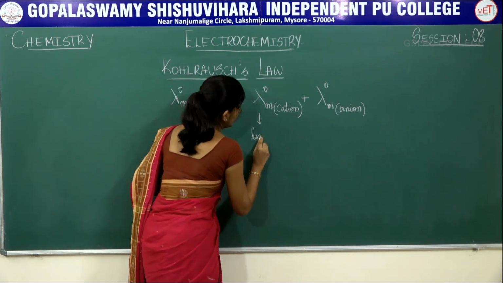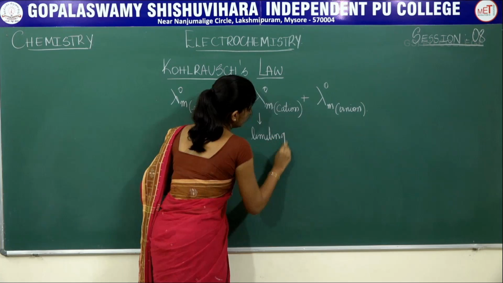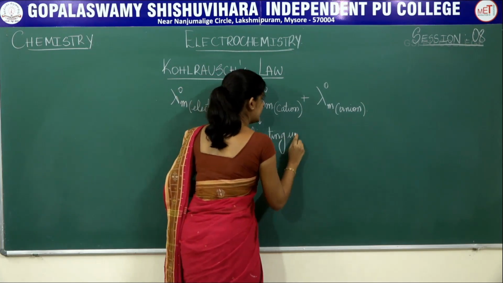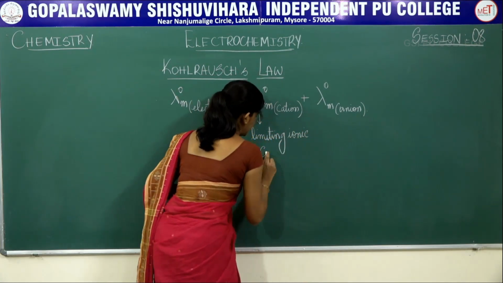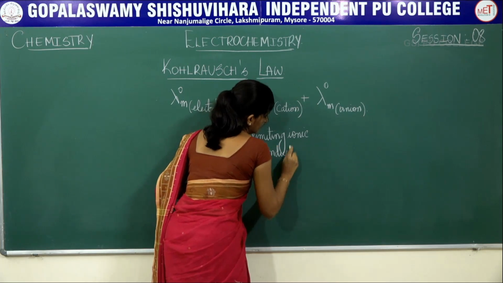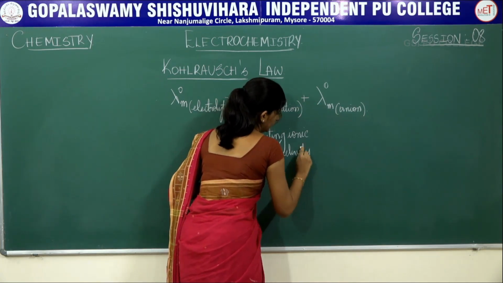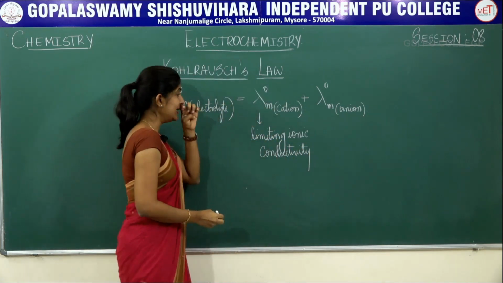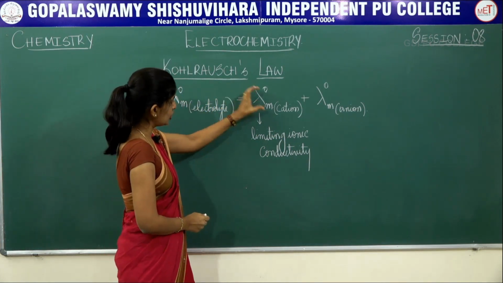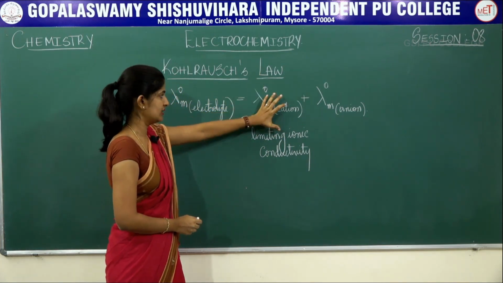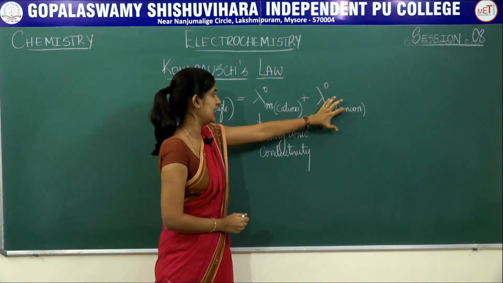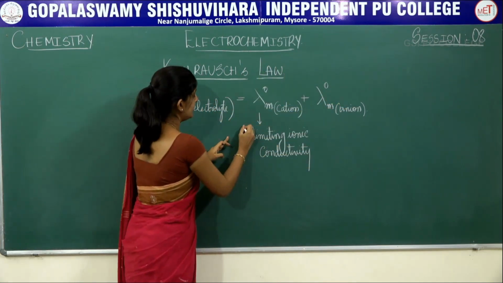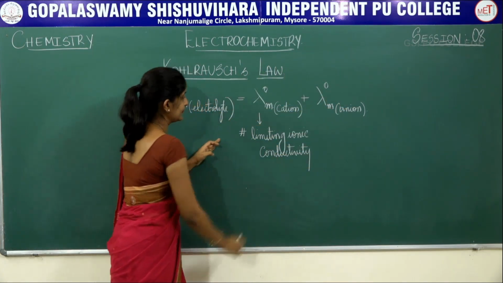Ionic conductivity, you call it limiting ionic conductivity. That is nothing but the limiting molar conductivity of an ion, either a cation or an anion. It is just called the limiting ionic conductivity.